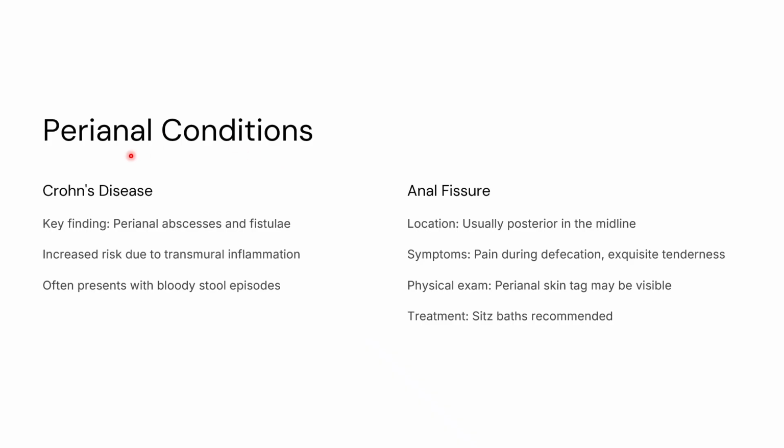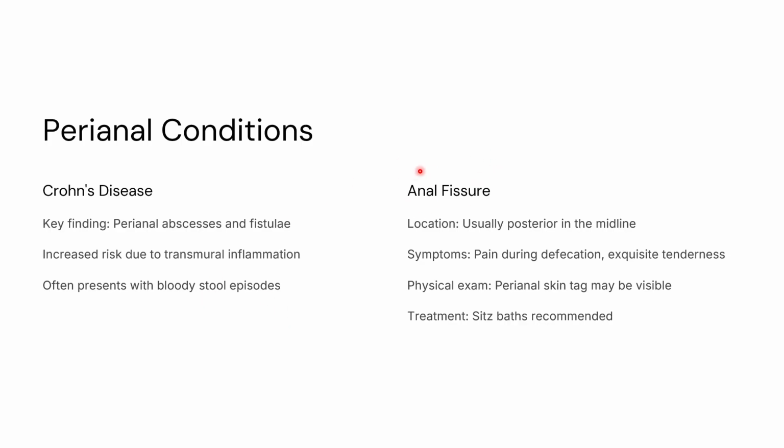So let's see about the perianal conditions before we go into hypersensitivity. In perianal conditions, what is Crohn's disease? Crohn's disease is the inflammatory bowel disease which attacks from the mouth to the anus, and there is transmural inflammation within. This can lead to perianal abscesses as well as a fistula. Because of the associated transmural inflammation, there can also be inflammation elsewhere which can lead to perianal abscess as well as fistula, and this presents with bloody stool episodes.